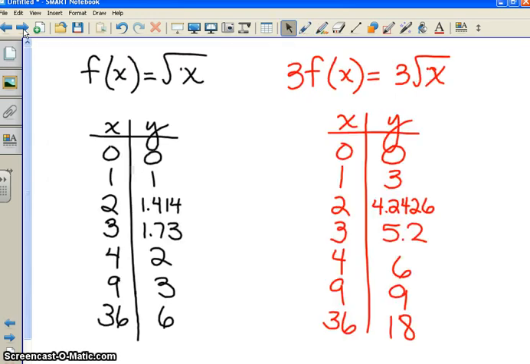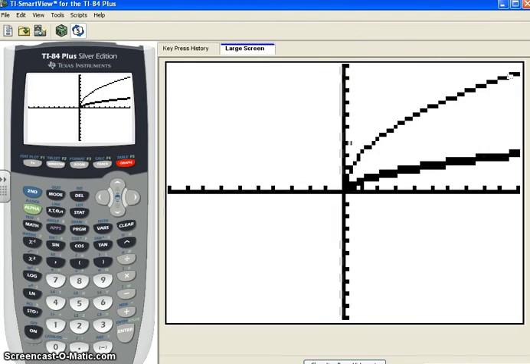I've got a t-chart for the mother function square root of x, and then I've taken my t-chart and multiplied all the y values by 3, or in other words, I've made the function become 3 square root of x. Look at those y values 3 times as big, and then when we look at the graph, we can see there's the mother function in bold, and then the curve has been stretched vertically.